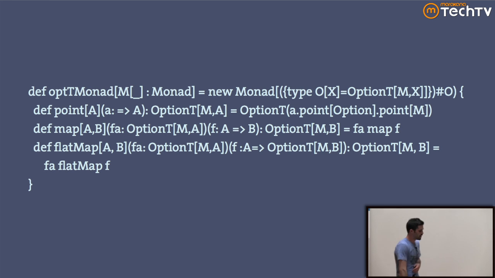But quickly, we can show just the actual definition, right? We already had map and flatMap defined on OptionT, so that's really easy to do. And point is the point from before. We point into Option, and then we point into whatever the monad wrapping our option is. So if that's I/O, we point into I/O. If that's State, we point into State.